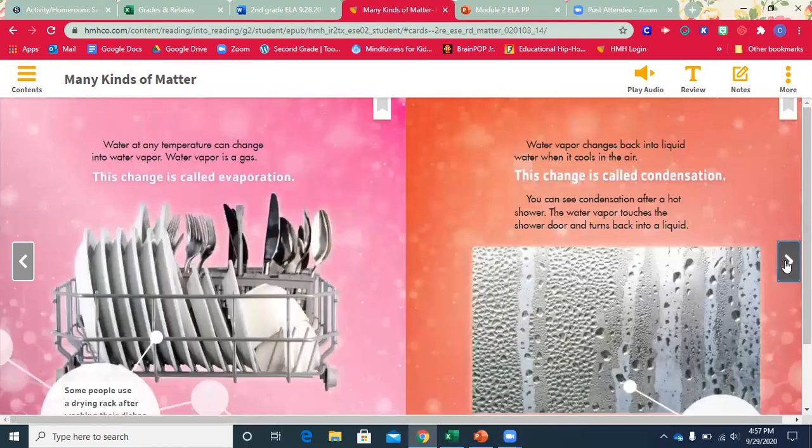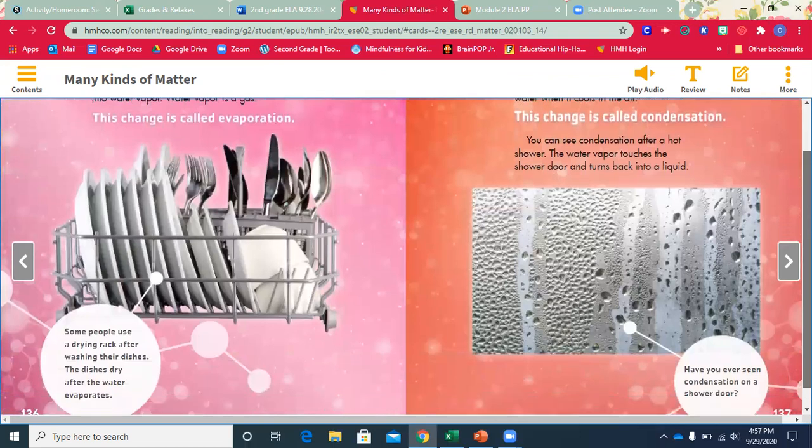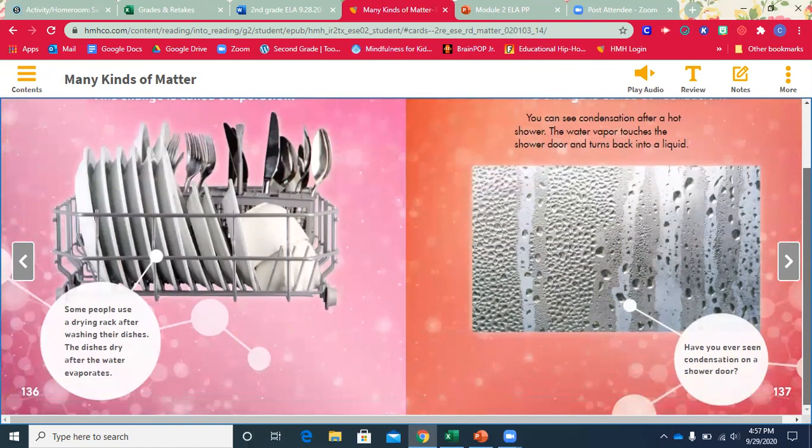Water at any temperature can change into water vapor. Water vapor is a gas. This is called evaporation. We're going to learn a lot about this. Some people use a drying rack after washing their dishes. The dishes dry after the water evaporates.